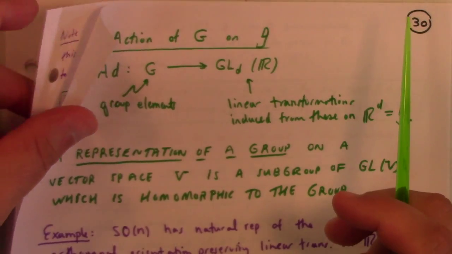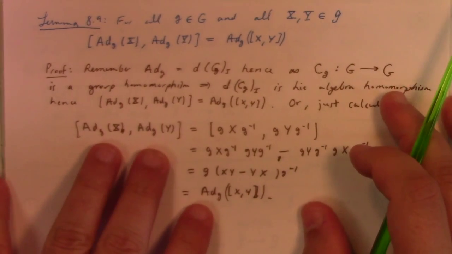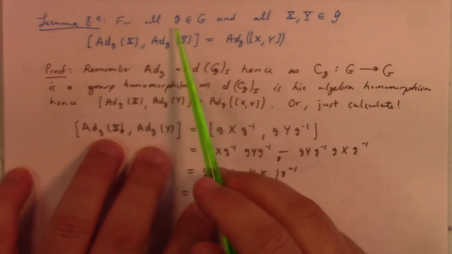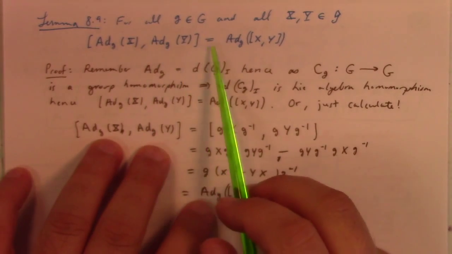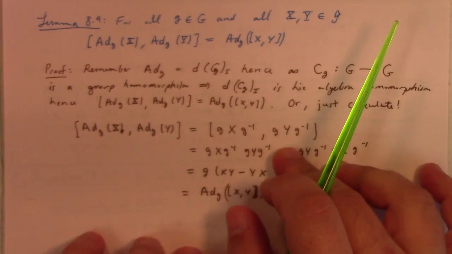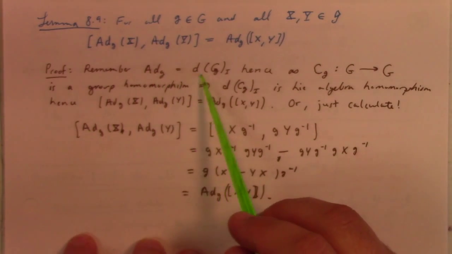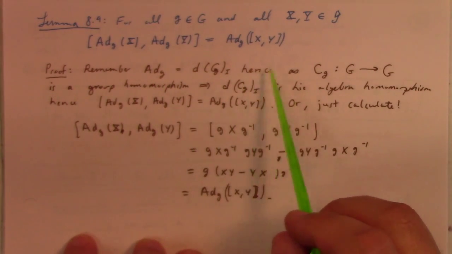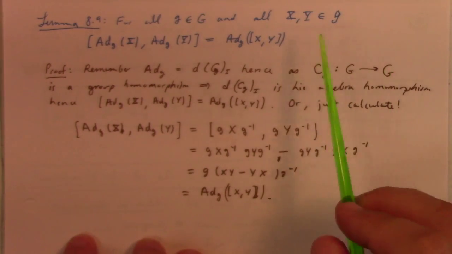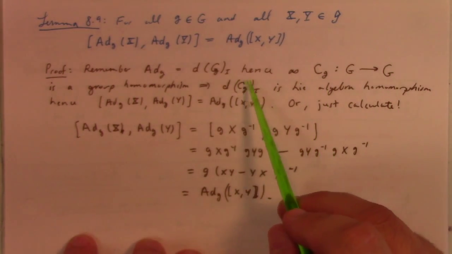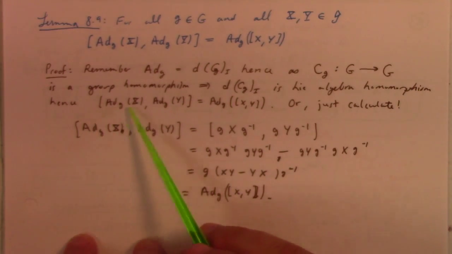All right, so let's talk about Lemma 8.9. Lemma 8.9: for all g in G and for all X and Y in the Lie algebra, the commutator of these adjoints is the adjoint of the commutator. So remember that the adjoint of g is the differential of the conjugation map at the identity. As the conjugation map from G to G is a group homomorphism, the differential is a Lie algebra homomorphism, hence this is the case.